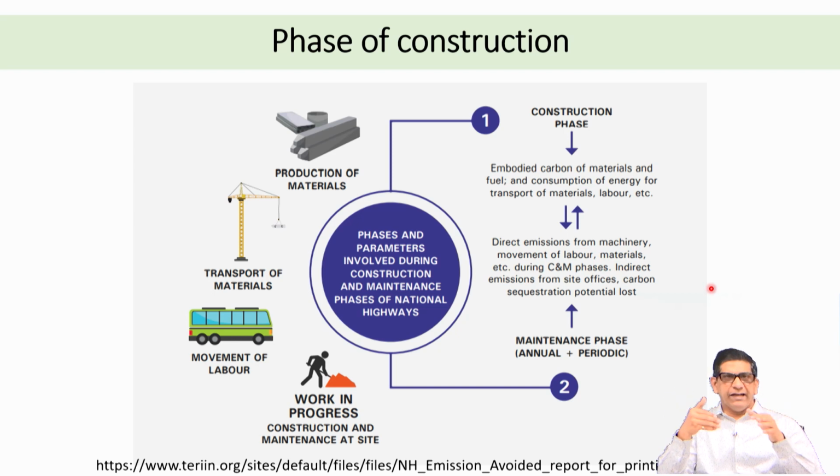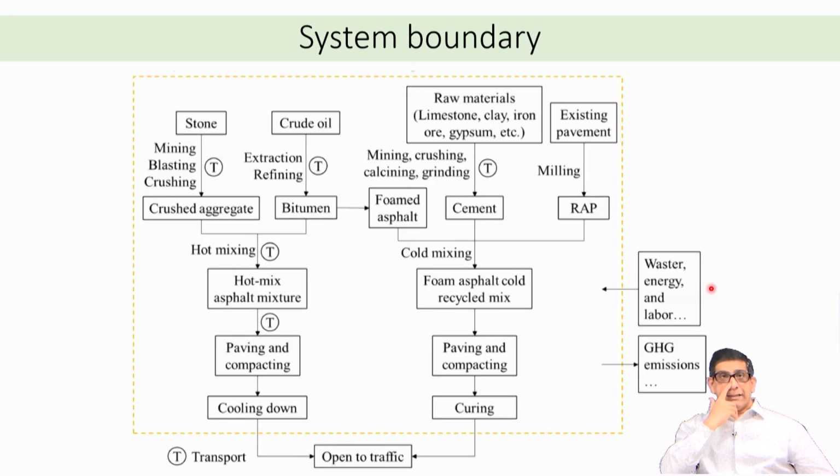Then we have the maintenance phase. So we have phases and parameters involved during construction and maintenance phases of the national highway. And of course, on your left hand side, if you look at the production of material, when you produce material from the raw material itself, mining of the raw material, transportation of the material, movement of labor, all those need to be built in when we are talking about overall carbon footprint. So that leads to how will you define system boundary.